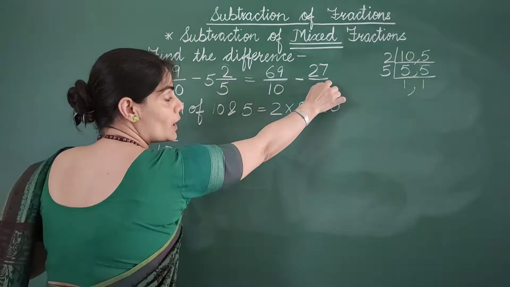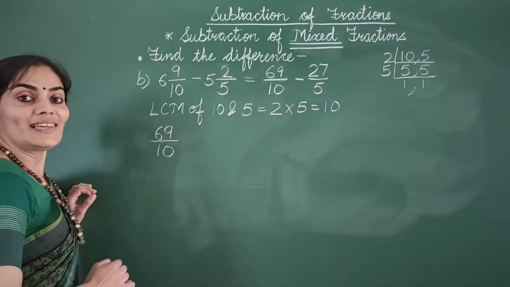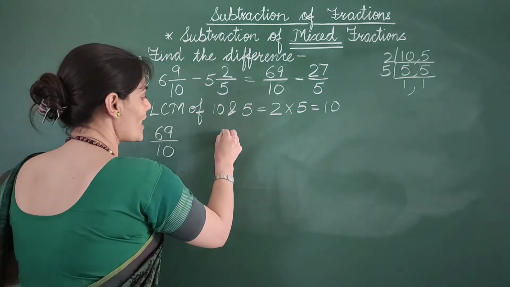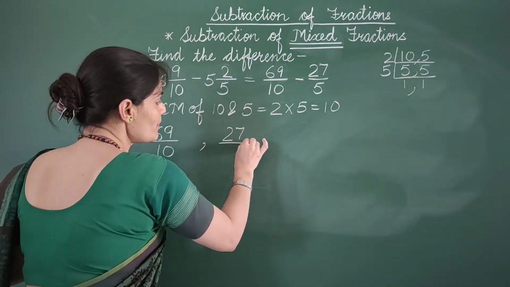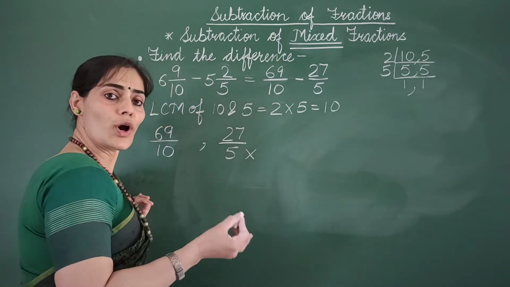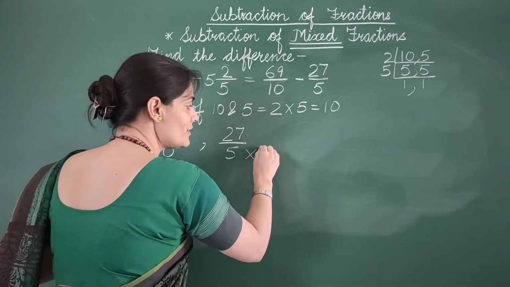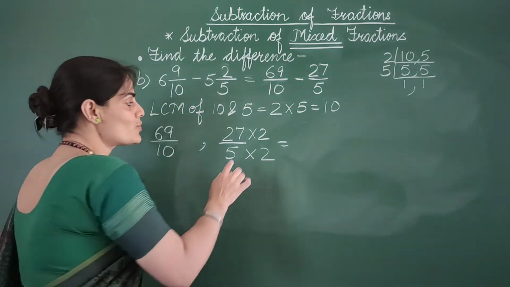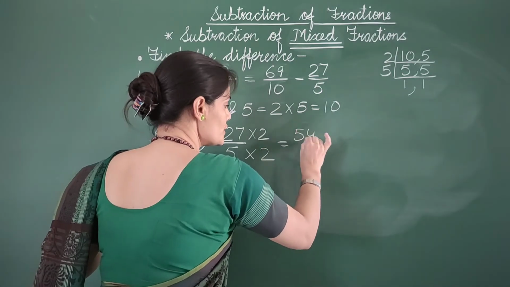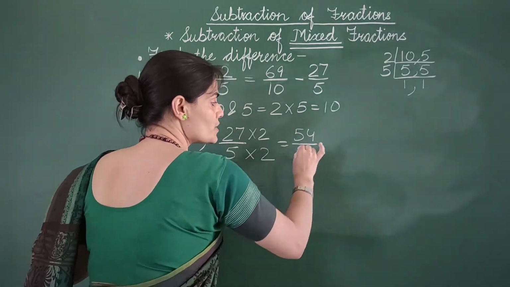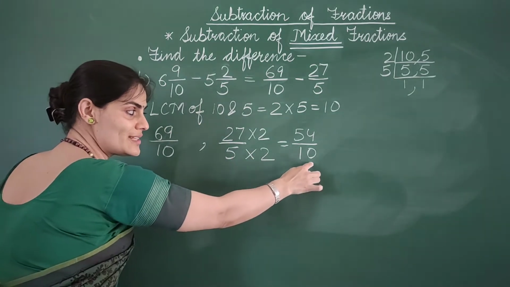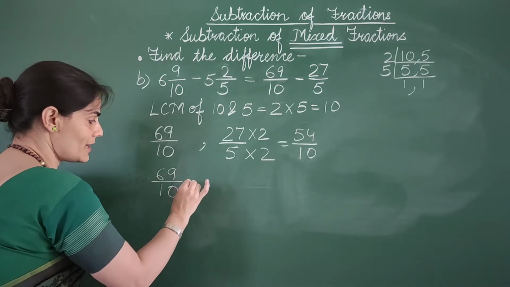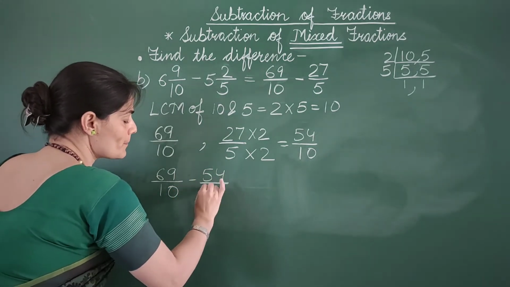So let's convert this fraction into its equivalent like fraction so that the denominator is equal to 10. I write here 27 by 5, and 5 should be multiplied by what number so that the product is equal to 10? It is 2. So 27 will also be multiplied by 2. 27 times 2 is equal to 54 and 5 times 2 is equal to 10. Now we are going to find the difference between these two like fractions. I write here 69 by 10 minus 54 by 10.